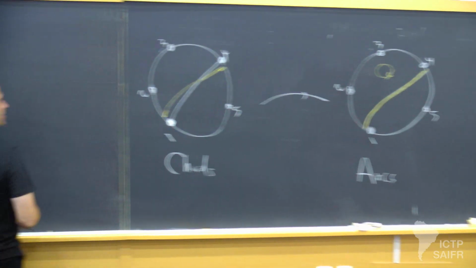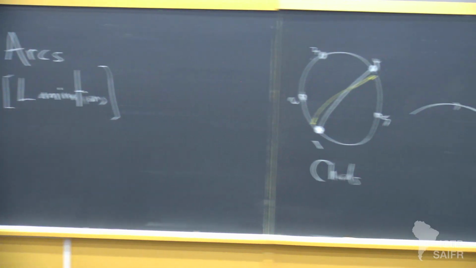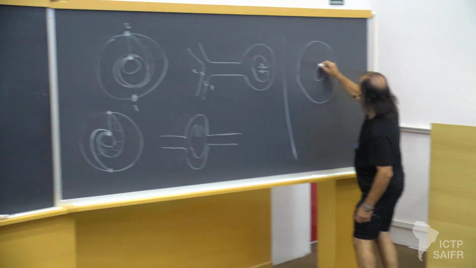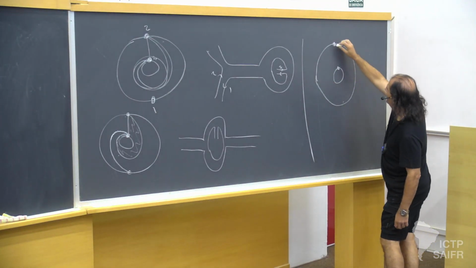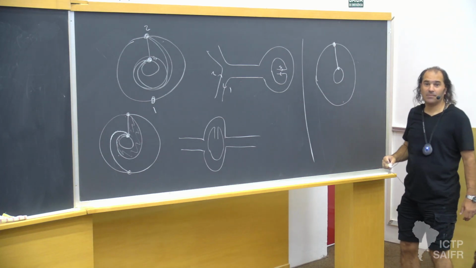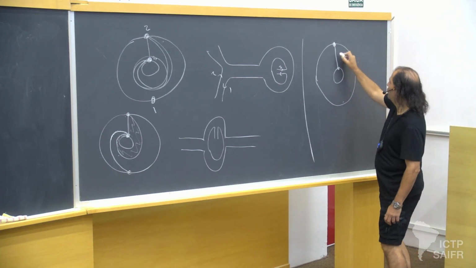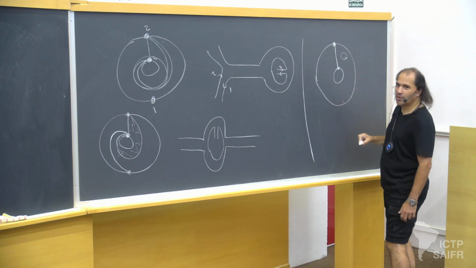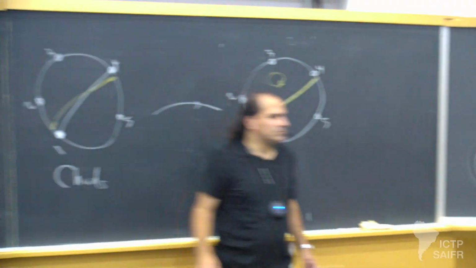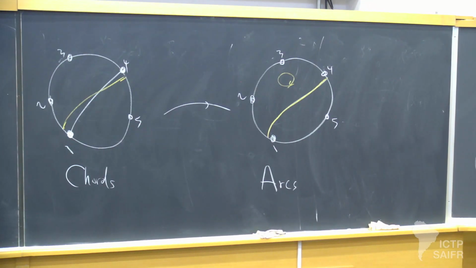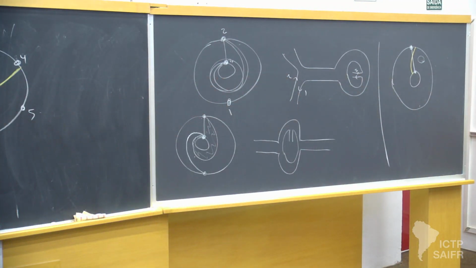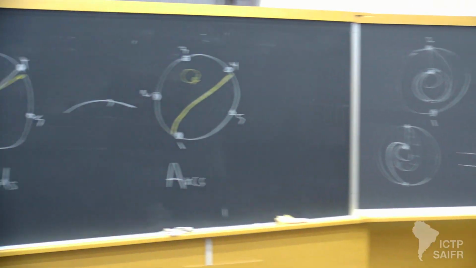If I had an annulus, let me draw an annulus again. Say I have this chord. What is the lamination for this guy? Exactly the same picture. I push it in this orientation, okay? So that means that I would get something like this, okay? And so on. So this is meaningful for any surface.